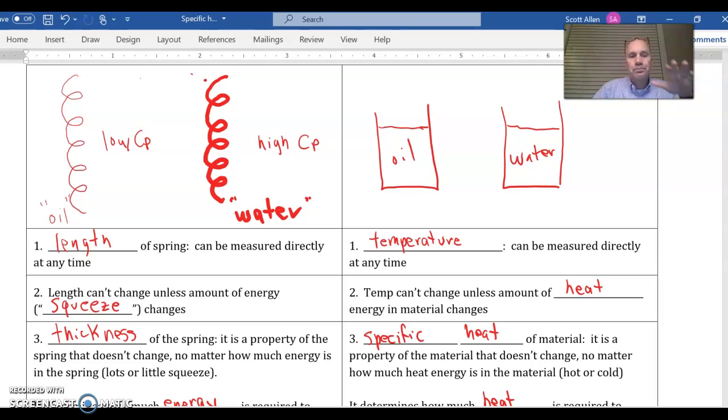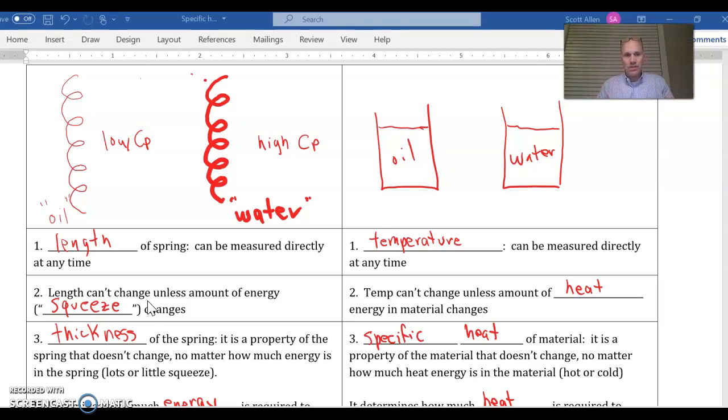As far as heat is concerned, what I want you to think about is the amount of squeeze that you put into the spring, or the amount of pull that you put into the spring. Think of that just like you would heat energy. In the same way that I can cause the length of this spring to change by putting in some squeezing energy, I can cause the temperature of this liquid to change by putting in a little bit of heat energy. Again, think of the length of the spring like the temperature of the material. When you're thinking about heat energy, compare that to the amount of squeeze that you're putting into the spring.